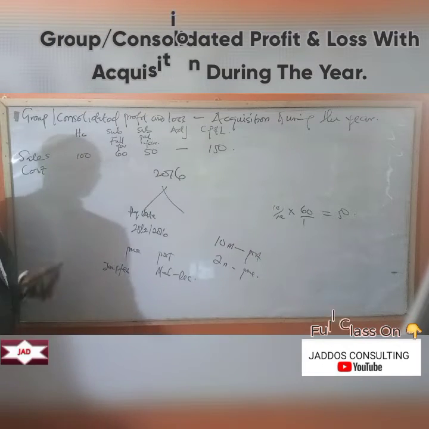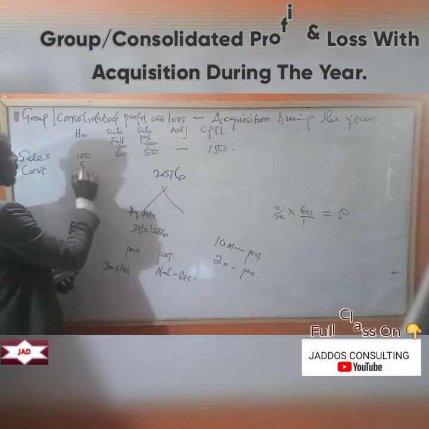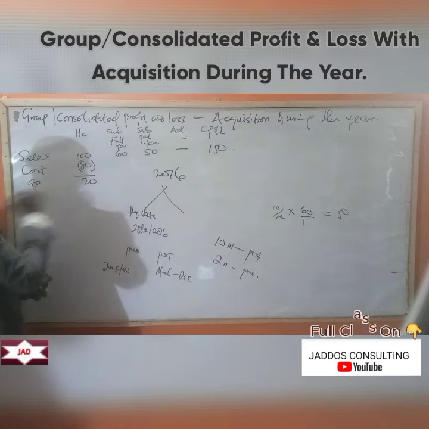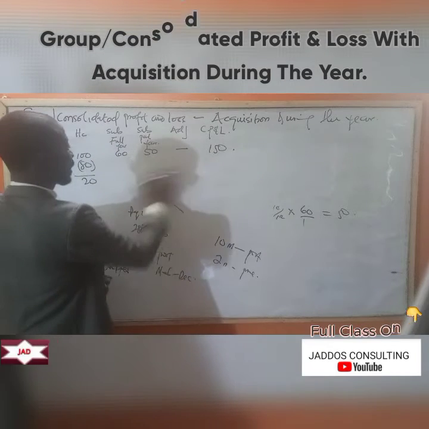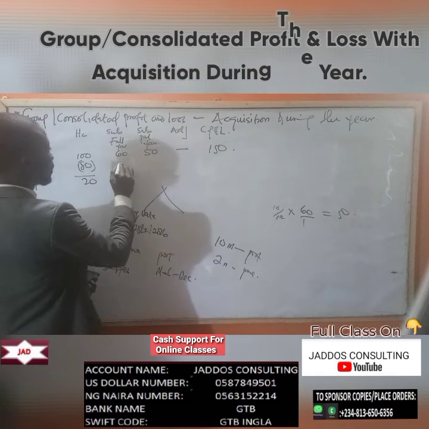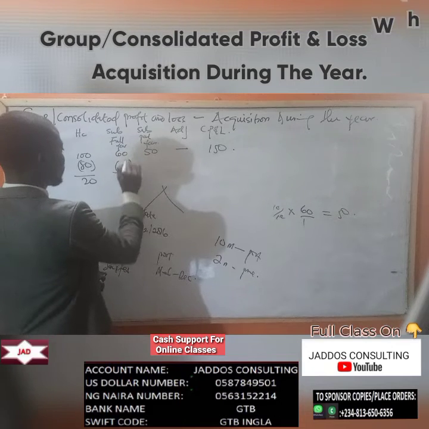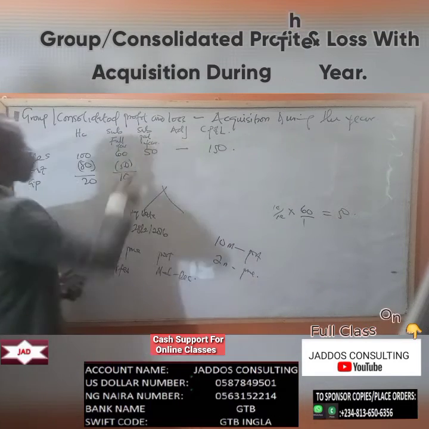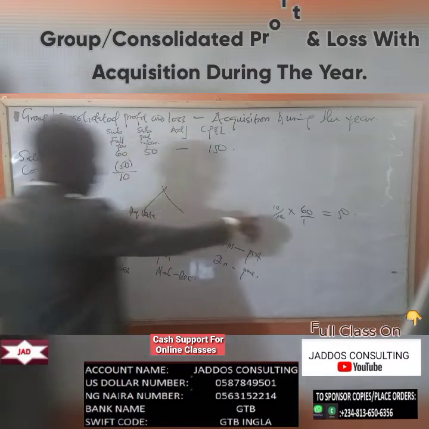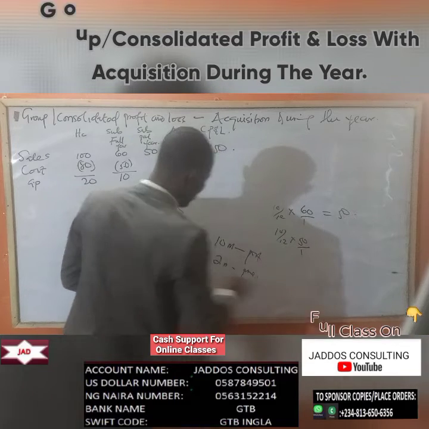So the same way, if you have cost of sales here, let's say cost of sales here is 80. Of course, that means your gross is 20. So let's assume that your full year for the sub here is 40, but let's call it 50. So here will be 10. So for the part here, that will be 10 divided by 12 times 50 over 1.